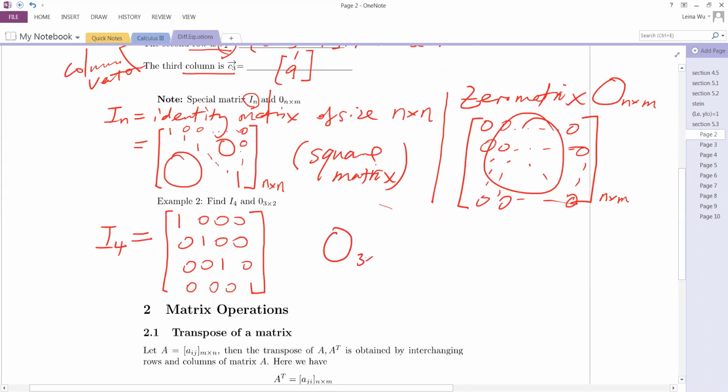Zero matrix of 3 by 2. This 0 is just 2 columns of those. Right, so three rows and 2 columns, all zeros. Okay. Easy.